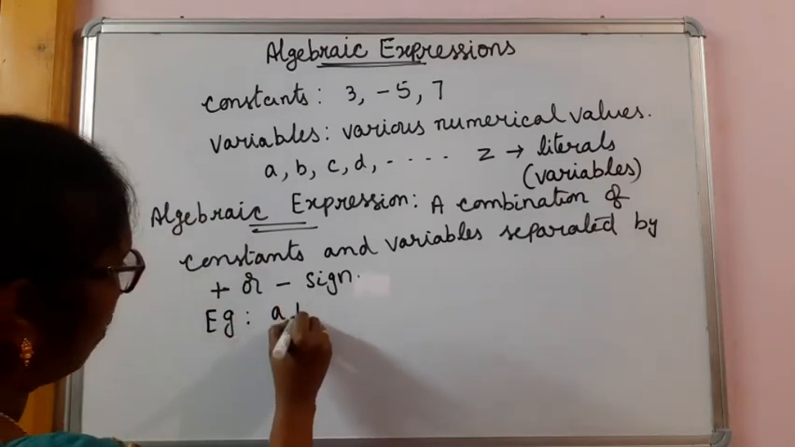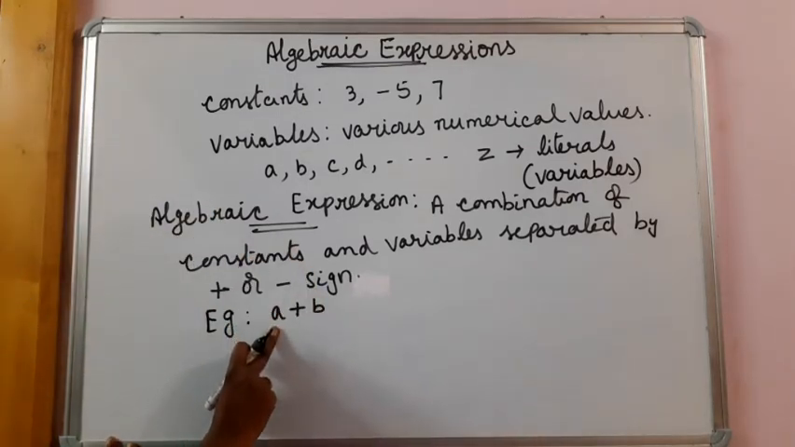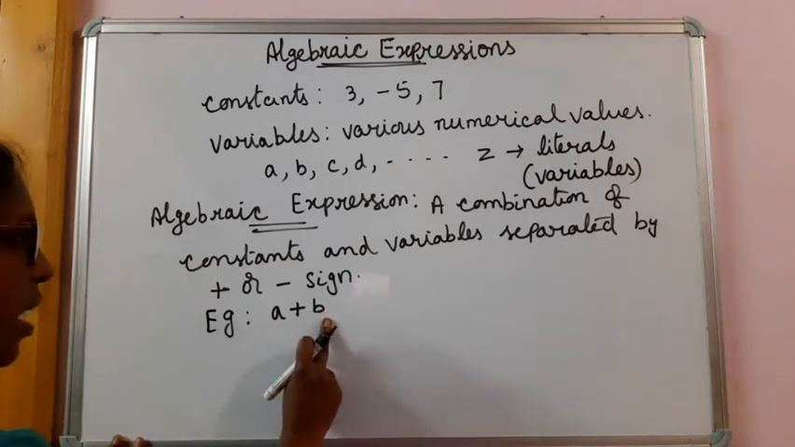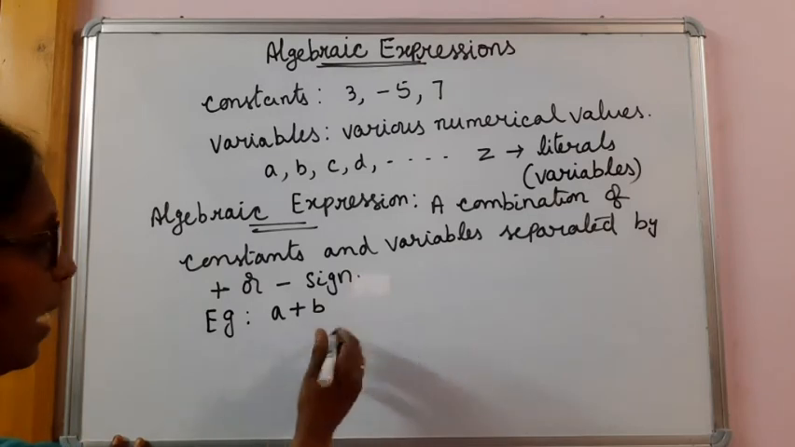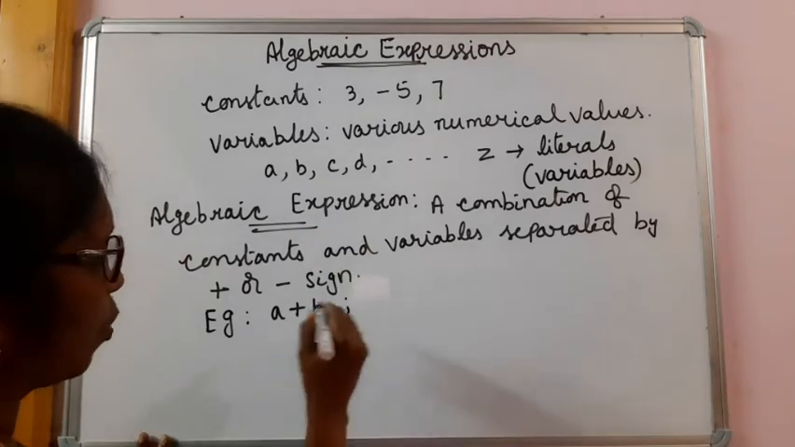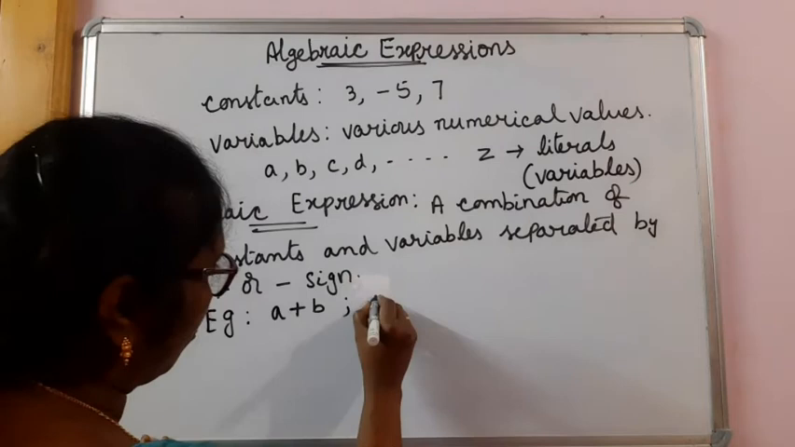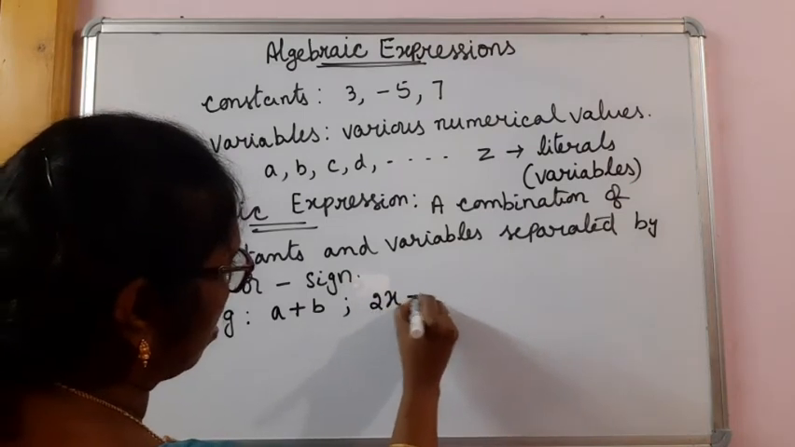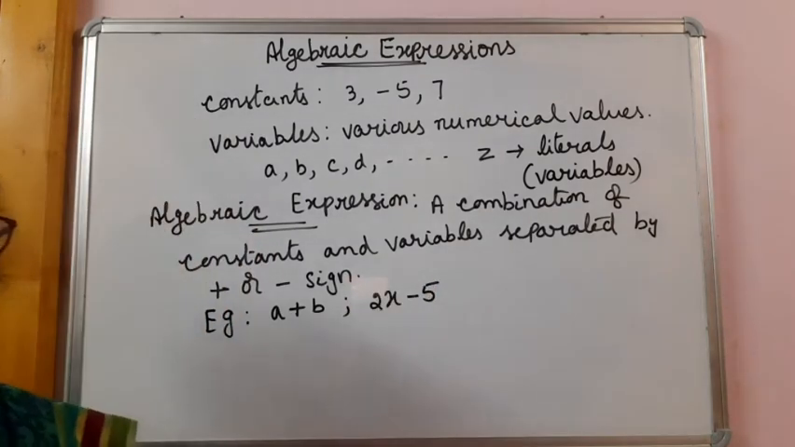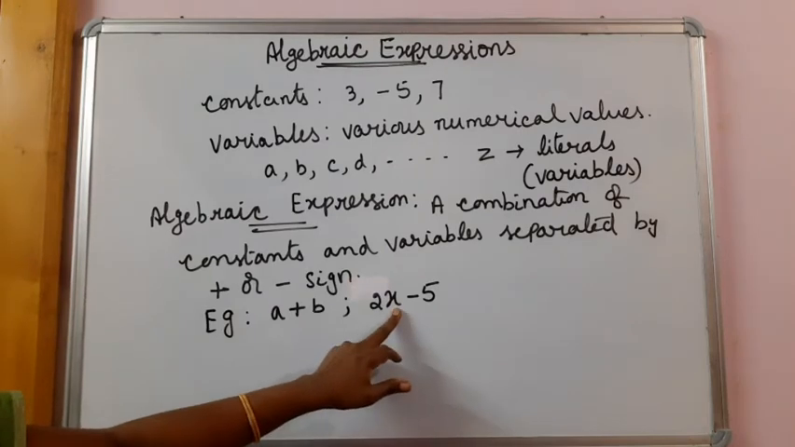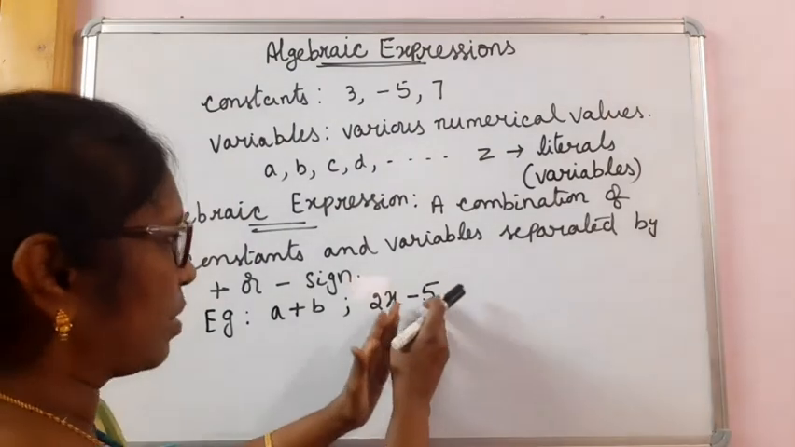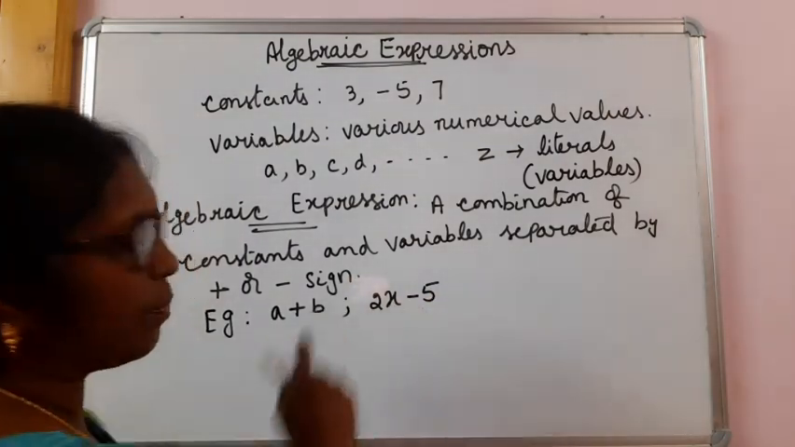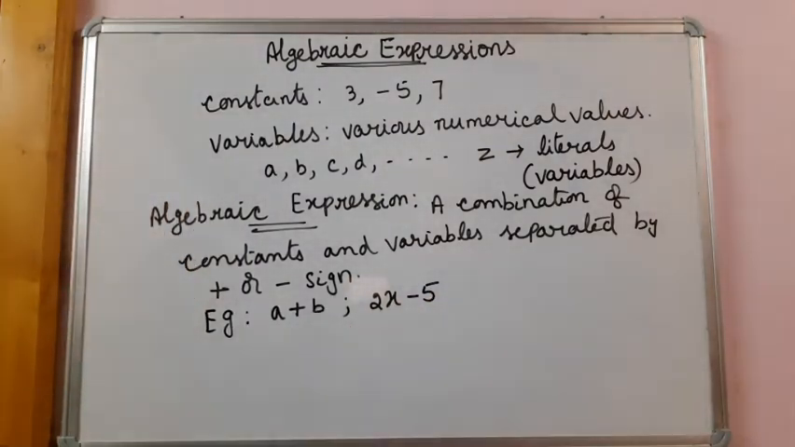Suppose it is a plus b. a is a variable, b is a variable, they are connected by plus. So a plus b is an algebraic expression. Let me give you one more expression, 2x minus 5. Here 2x, x is a variable, 2 into x is one term, 5 is another term, they are separated by minus sign. So it is an algebraic expression.